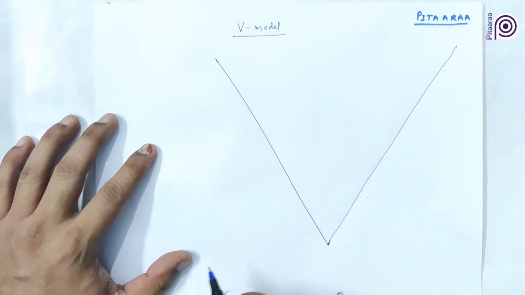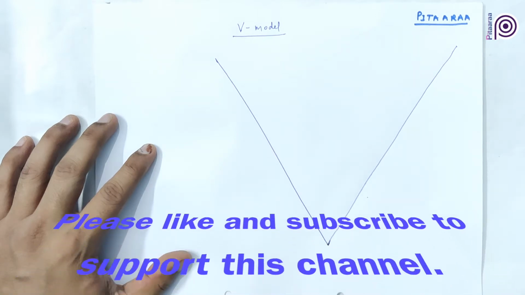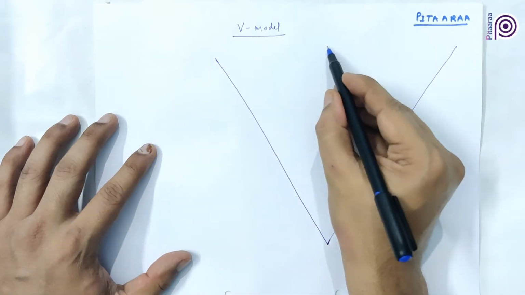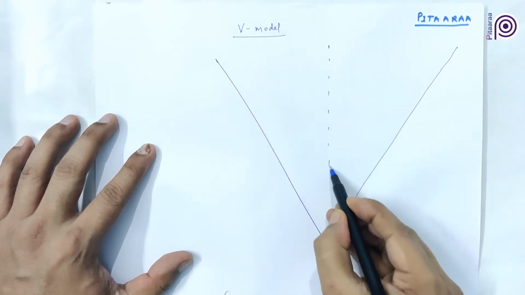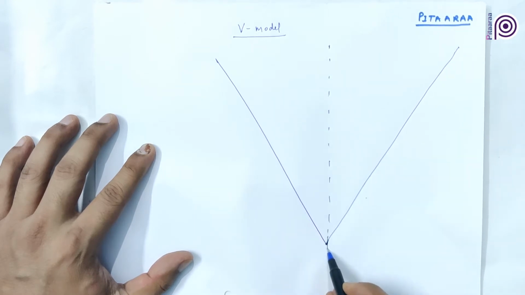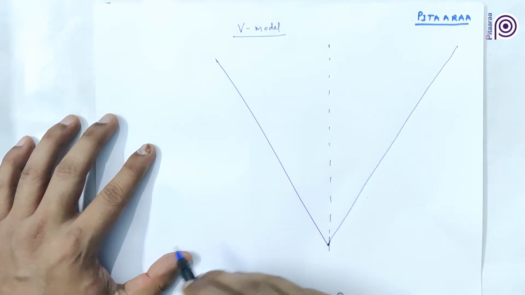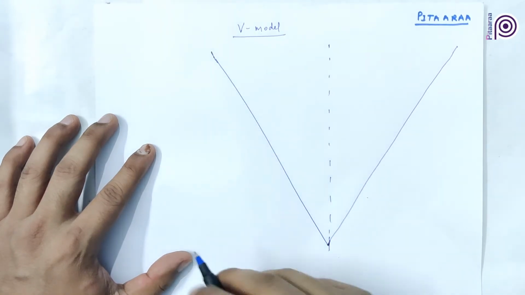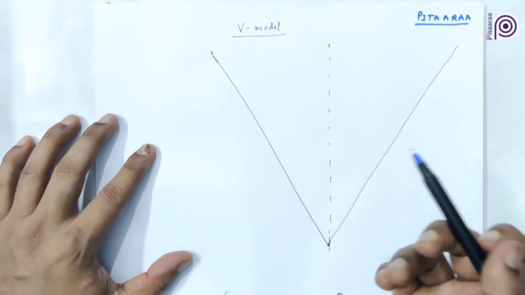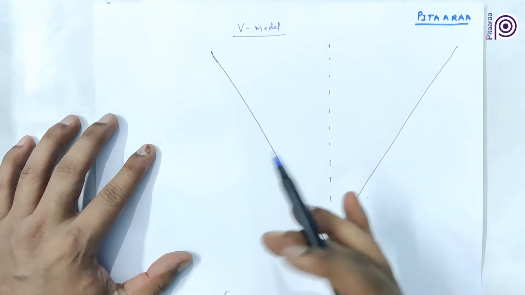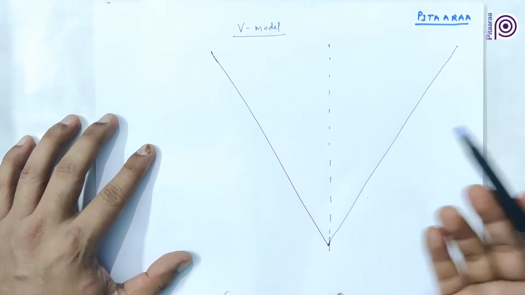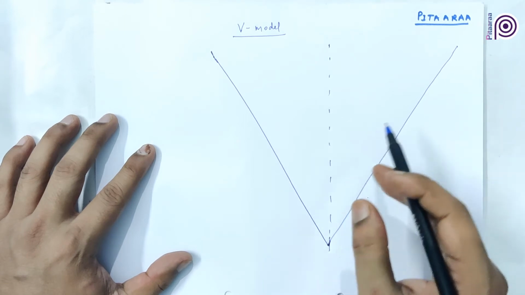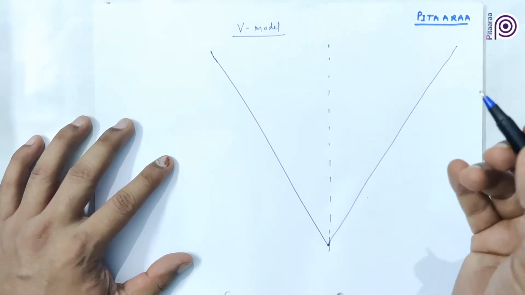If you see this model, it looks like the alphabet V, right? So I will divide this into two parts and then explain each part, why this model is in V shape and why this is better than the waterfall model. Why is this better than the waterfall model? Because we start testing at an early stage. In the requirement and feasibility study only, we start testing on those requirements. So that's why this is better than the waterfall model.